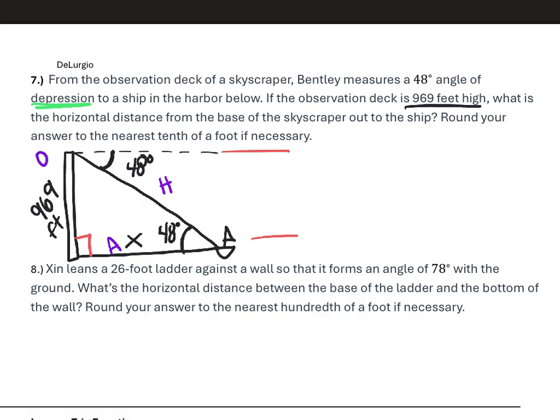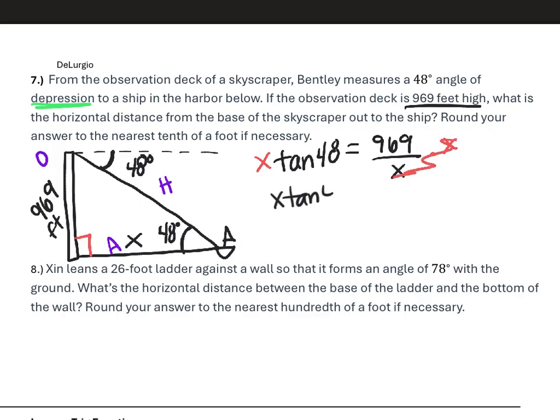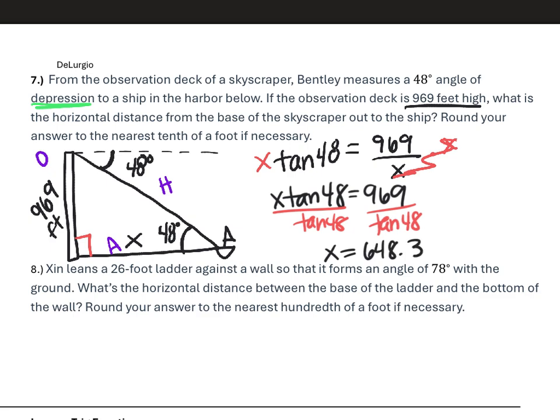Which trig ratio should we use? Tangent. So we're going to say tangent of 48 is equal to opposite over the adjacent, which we need to find. So then multiply by x. And then divide both sides by tangent of 48. And when we do that, our calculator gives us 648.387.